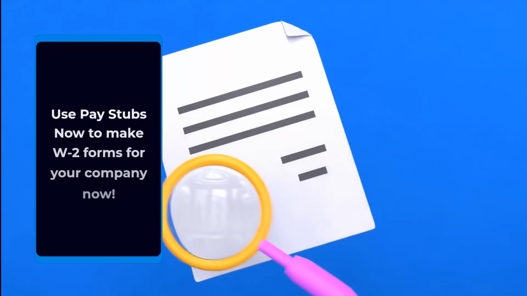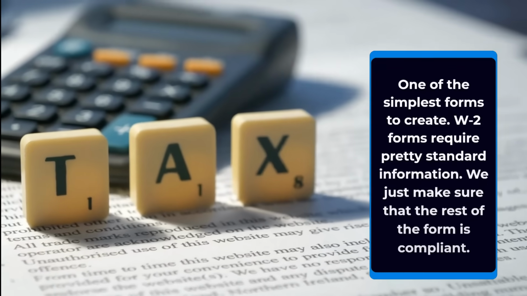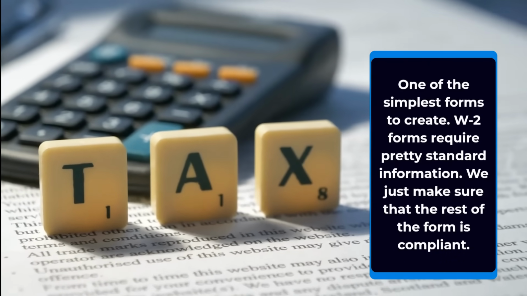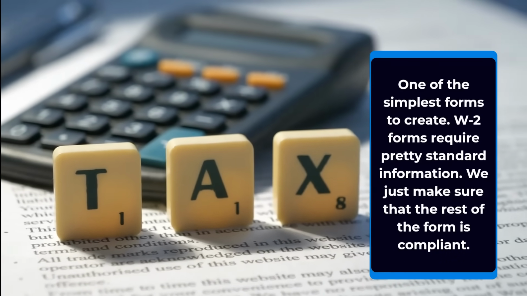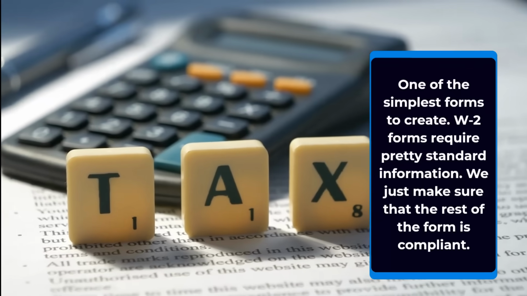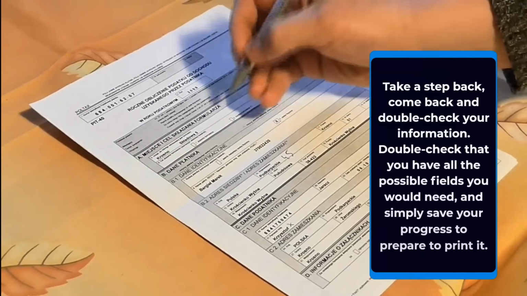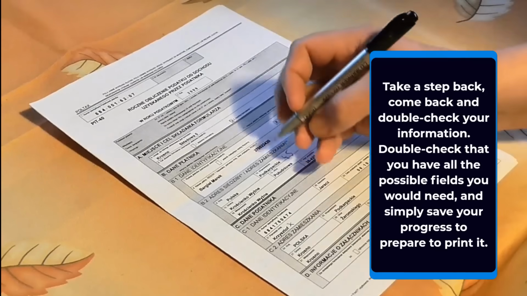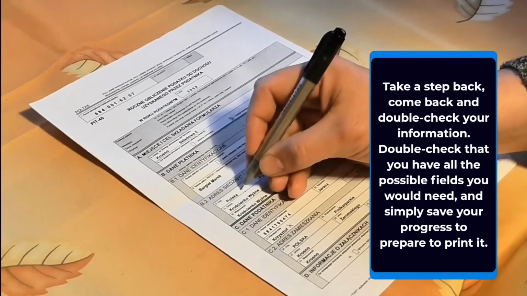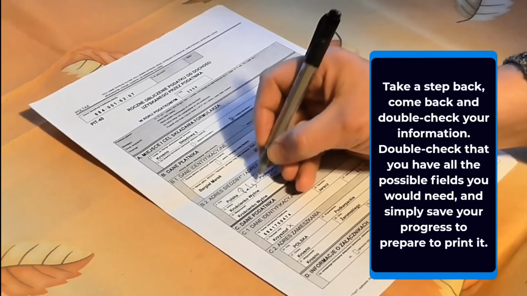Use Pay Stubs Now to make W-2 forms for your company now, one of the simplest forms to create. W-2 forms require pretty standard information. We just make sure that the rest of the form is compliant. Take a step back, come back, and double-check your information. Double-check that you have all the possible fields you would need.